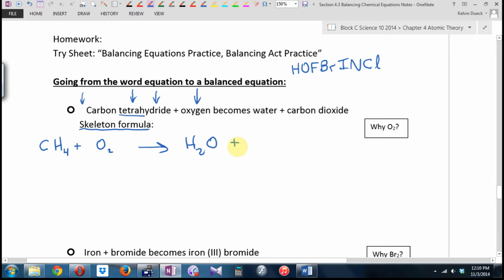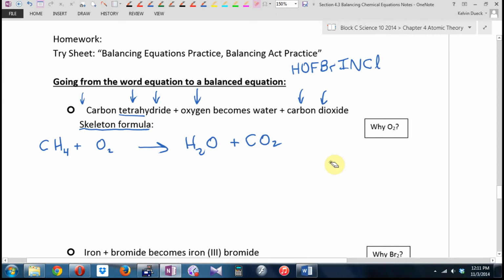Carbon dioxide, covalent or ionic? And how do I know? Covalent because of that. And also, you said because of the tetra. Also because this is a nonmetal. This is a nonmetal. What's the formula for carbon dioxide? CO2. That's step one. This is the skeleton formula. Now, don't write the black part down. Now I'm going to balance it. So I'll erase that, but just to let you know what we're doing.